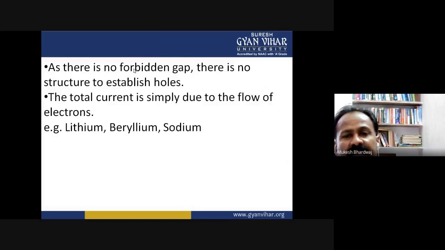As there is no forbidden gap, there is no structure to establish a hole. The total current is simply due to the flow of electrons. Examples: lithium, beryllium, sodium, and many more elements in the periodic table are characterized on the basis of electronic configuration as conductors.